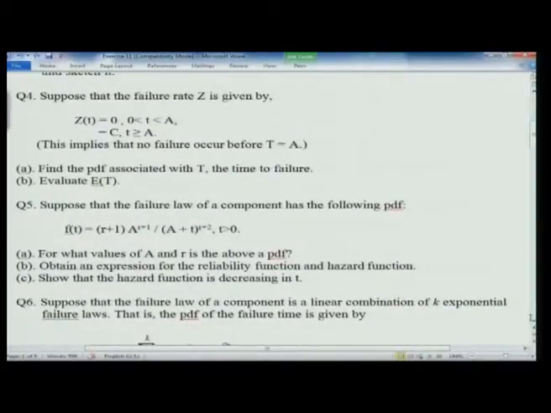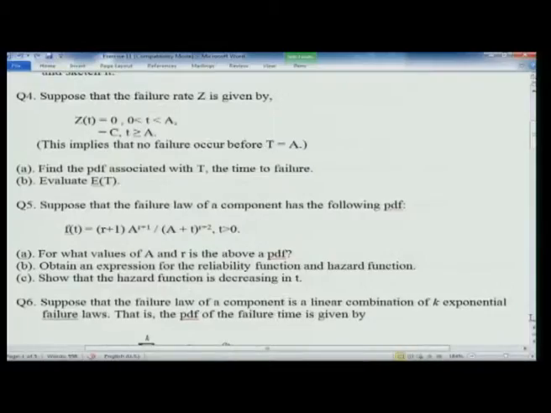Here you have to find the PDF associated with t, the time to failure. You can find that out, because I have already obtained it for you, and now you have to put in the values of C naught and C, and of course your t naught is a, and evaluate E t. Then you can also evaluate by actual integration.